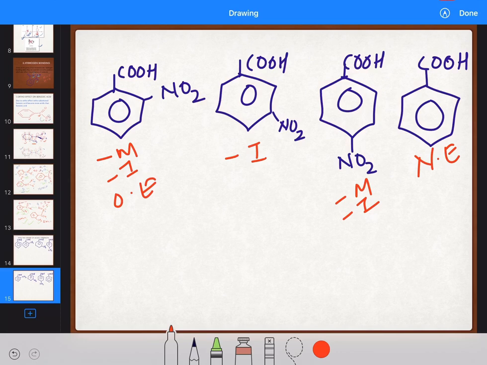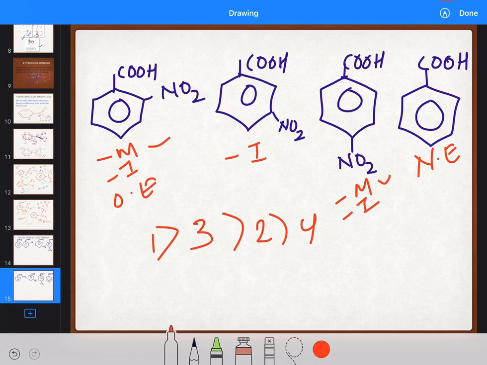Minus M is common, so what will we compare? Minus I. Minus I is distance dependent, and NO2 has a strong minus I. Then what will happen? In this condition, the first will be first, then the third. Now the second and fourth: the second has minus I and the fourth has no effect, so the second will come first, then the fourth. Now what we have to do is apply the ortho effect.